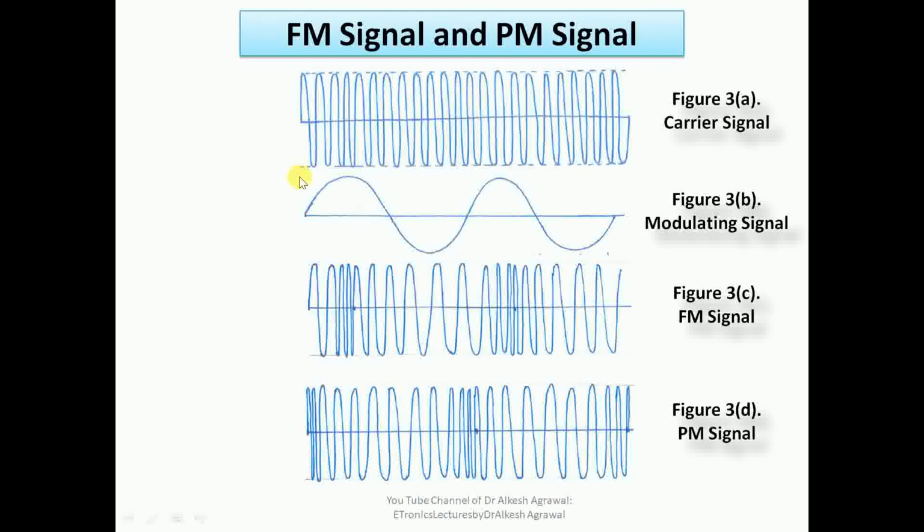So this is an FM signal where the frequency is being varied according to the amplitude. With maximum amplitude we have the most dense part, with the minimum amplitude we have the most rare part. Now come to the PM signal.